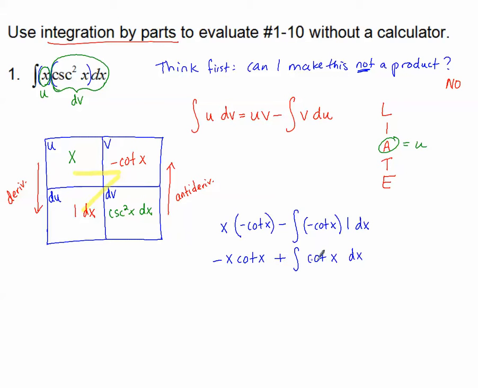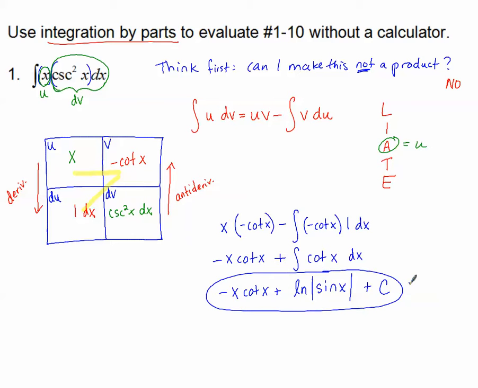Now, the integral of cotangent x is natural log of the absolute value of sine of x, and when I'm all done integrating, plus c. Don't forget the part we had at the beginning, negative x cotangent x, and there we have our integral. That is a pretty cool process. Now we can take integrals of most products.